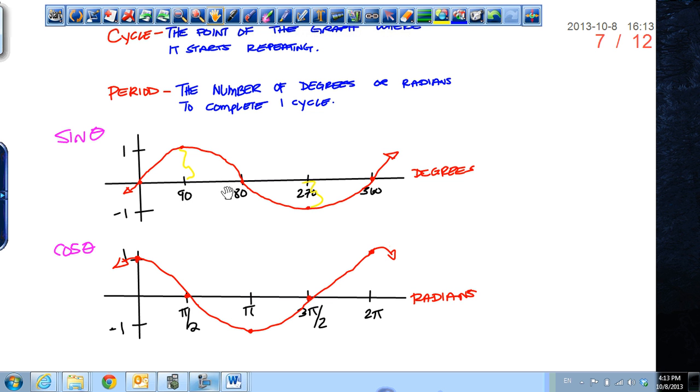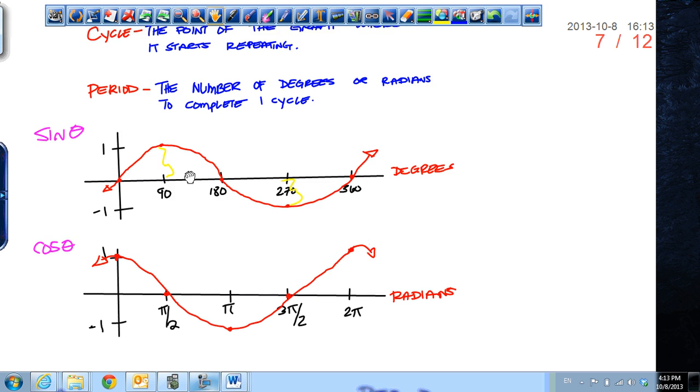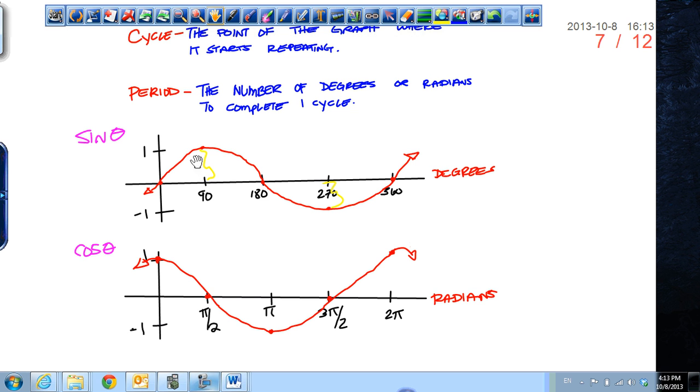That's the main difference. If I were to move sine over to the left by 90 degrees or pi over 2, if you can imagine moving this whole thing over in your brain, then it would look exactly the same as cosine. And then vice versa, if I move cosine pi over 2 to the right or 90 degrees to the right, it would look exactly the same as sine.